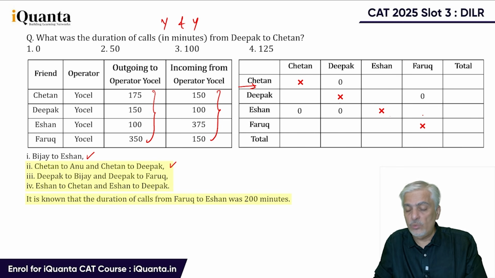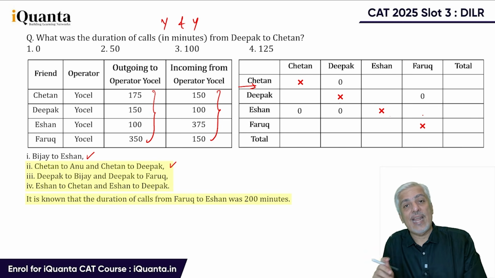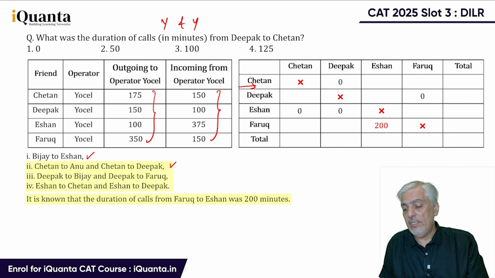So here for Ehsan only 1 is left. That is going to be nice. Okay. And it is known that duration call from Farooq to Ehsan was 200 minutes. So this is 200 minutes. Farooq to Ehsan is 200 minutes. Okay. Now let's put all the totals over here.